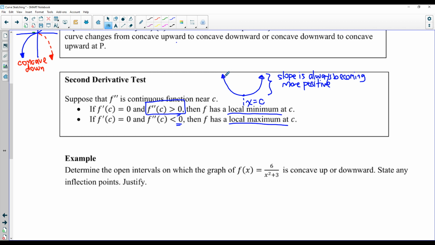Going from left to right, you start off with a large negative slope, but as you make your way towards the critical point where you have your local minimum, the slope becomes less negative. And as the slope becomes less negative, it's becoming more positive. Once you hit the critical point at the local minimum and keep going, the slope begins to become increasingly positive. And that follows the shape of having, as you can see right here, a shape that is concave up.